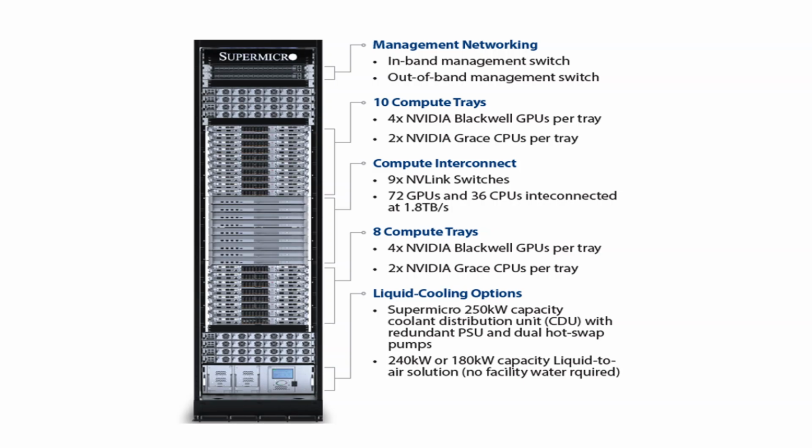The next grouping of components is the compute tray of 10 computes. Each compute tray utilizes 2 Grace ARM processors and 4 Nvidia Blackwell GPUs. The next grouping from the top is the compute interconnect or switch tray, where computes are interconnected within the rack utilizing NVL switches. There are 9 of them to interconnect the 10 compute trays and 8 compute trays together.